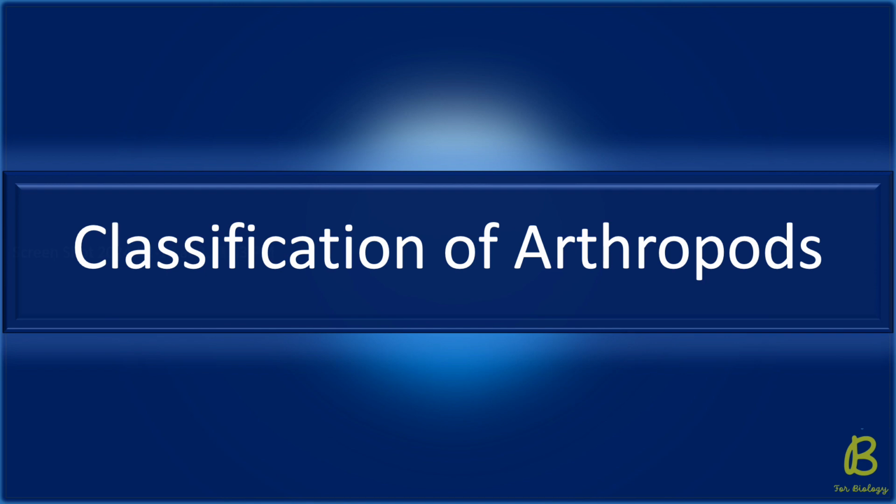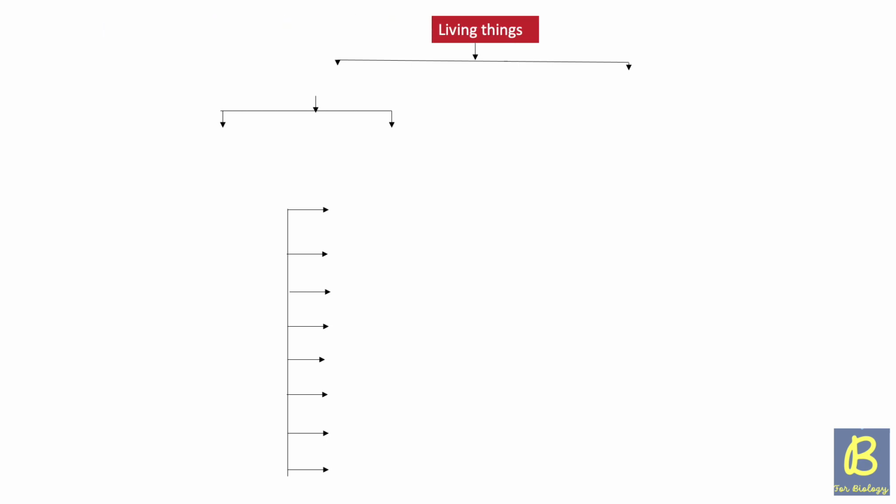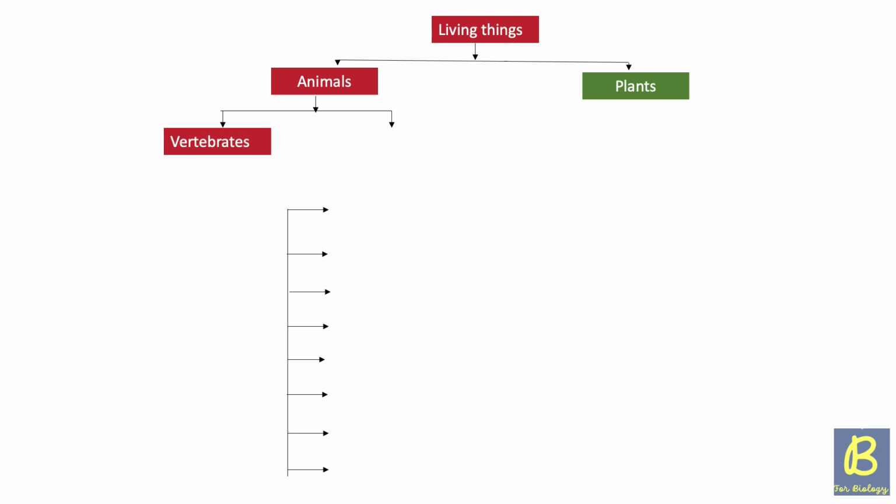Classification of arthropods. All the living things on planet Earth are divided into two kingdoms, animal kingdom and plant kingdom. Animals are further grouped depending upon whether they have a backbone or not into vertebrates, which have a backbone, and invertebrates, which do not have a backbone.